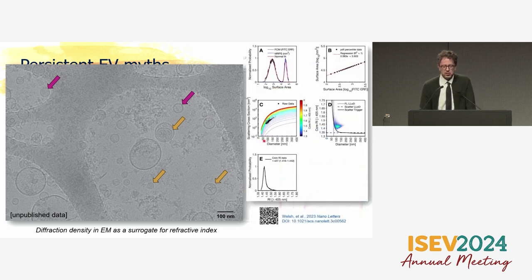There has been some recent work which is actually using complementary methods to measure the refractive index of EVs, and we know that there's a spread of refractive indices, and yet we're still sort of assuming that median refractive index. So this is just another wrinkle in all of this analysis.